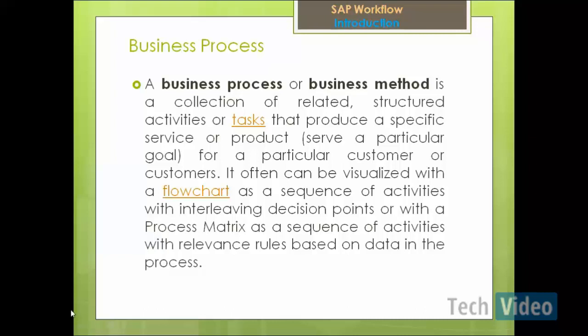As you can see from the definition over here, a business process or a business method is a collection of related and structured activities or tasks. A task is nothing but a specific activity which you can perform, and that produces a specific service or a specific desired result, or it can also be an unexpected result. As I said, in between the request and response, whatever activities you handle can all be considered as logically related steps. So it can often be visualized as a flow chart.